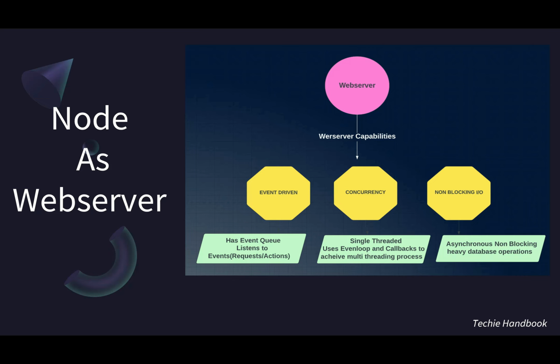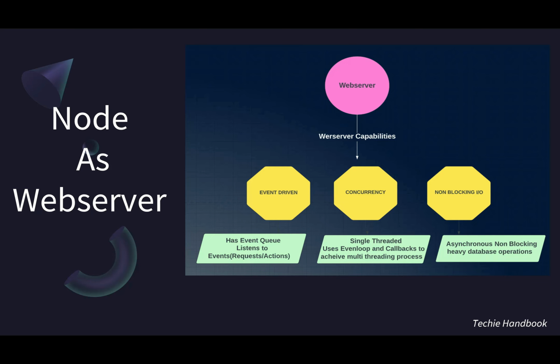The next quality is concurrency. Concurrency means multiprocessing at the same time. Node is a single-threaded application, which means that it's a single process, but it achieves a multi-threading process using an event loop and JavaScript's callback mechanism. So, Node supports multi-threading.